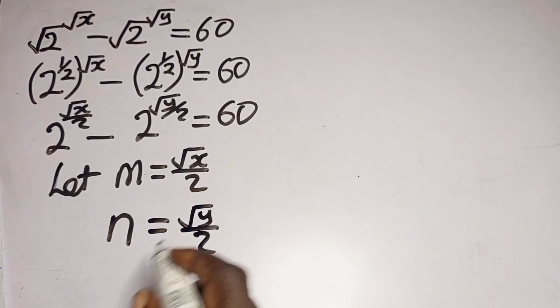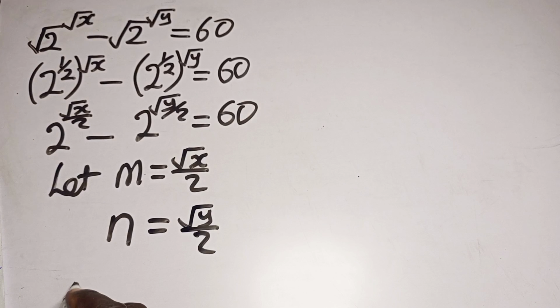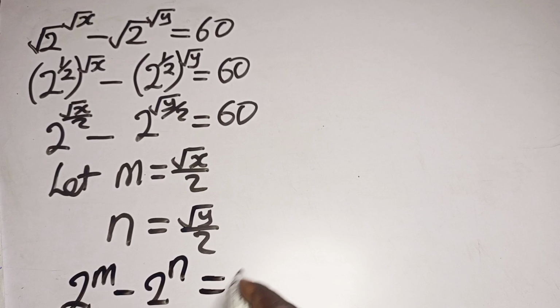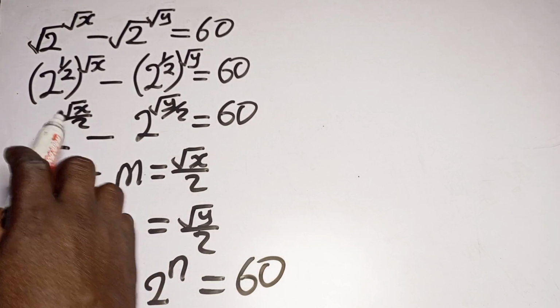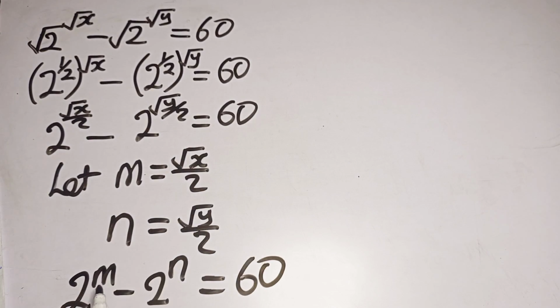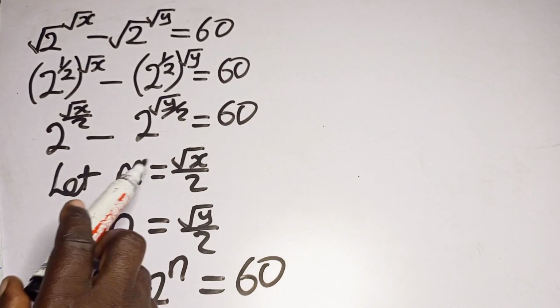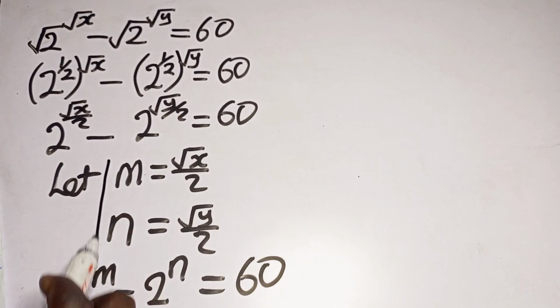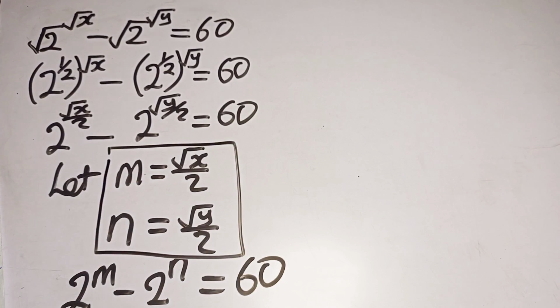Now, when we make this substitution, our equation becomes 2 to the m minus 2 to the n is equal to 60. It is a lot easier to work with a simple expression like this than when we have too many things written up there. So we have to solve for m and n. But remember, the question says solve for x and y. When we get the values of m and n, we will come back to the substitution that we made in order to solve for x and y.